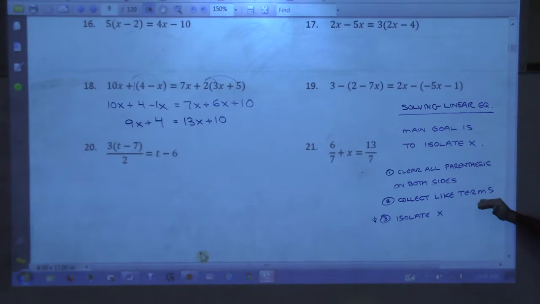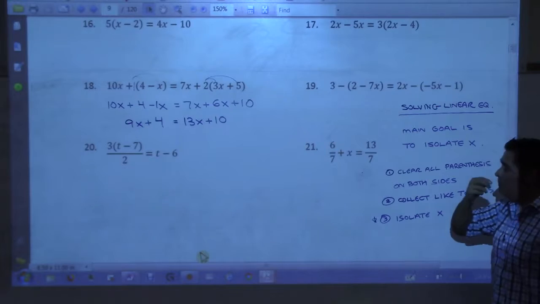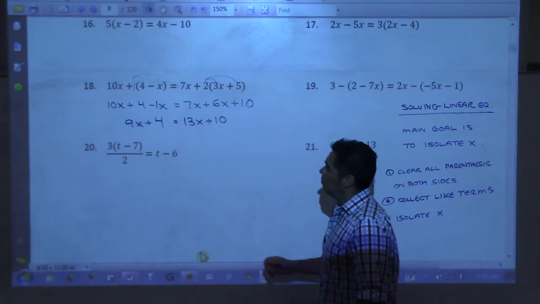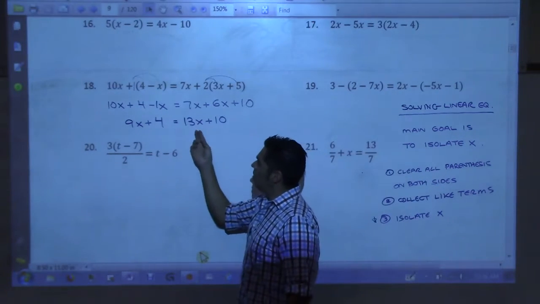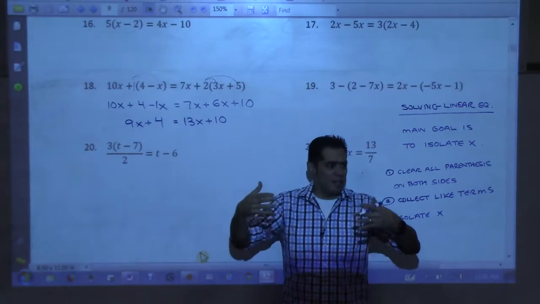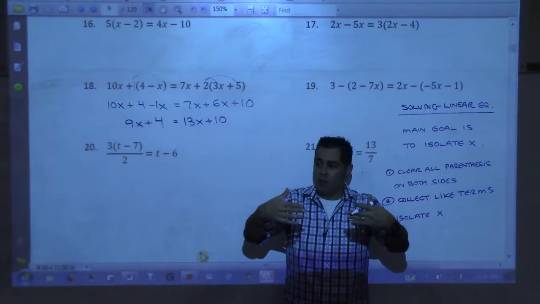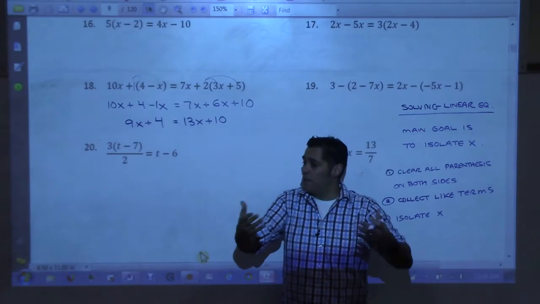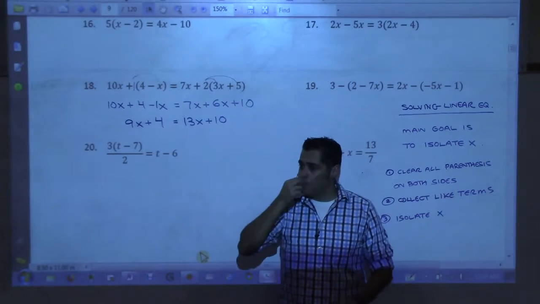So we've collected like terms, we cleared the parentheses, we're trying to get x by itself. Any ideas on how you would get x by itself here? One of the x's to one side, so minus 13x over to 9x. Okay, so you said you want to get the x's to one side, right? But right now there's x's on both sides. So which side do you move the x's to? Does it matter? Or I think that side.